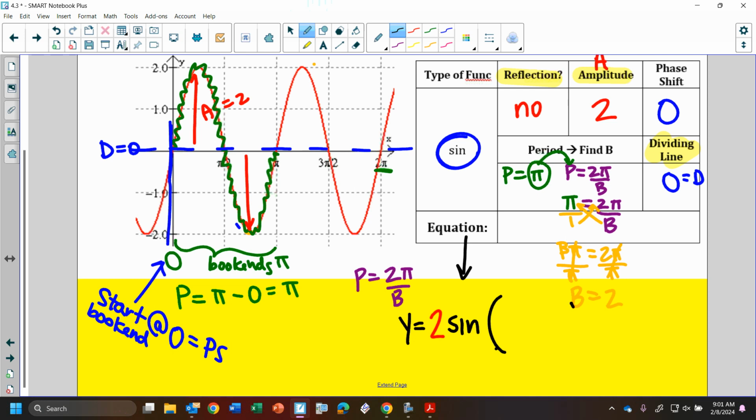All right. Who's going to go inside my parentheses? 2x. Good. So that b is 2. You definitely need your x, your variable. Was there a c value? No? Drop it. Is there a D value? Nope, drop it. Here's our equation.